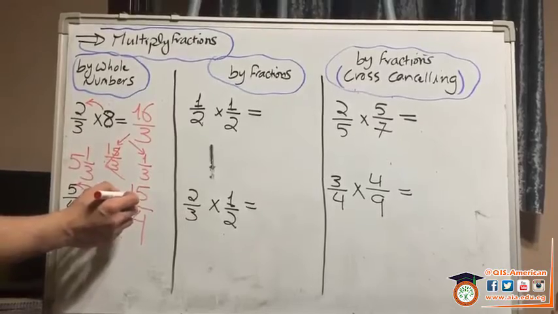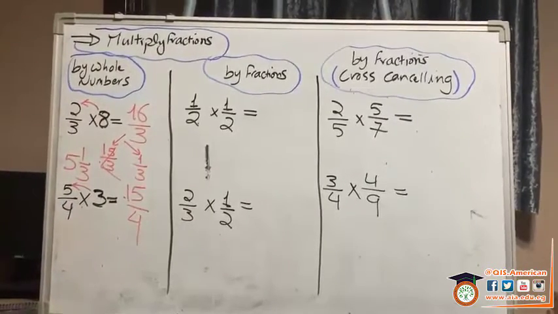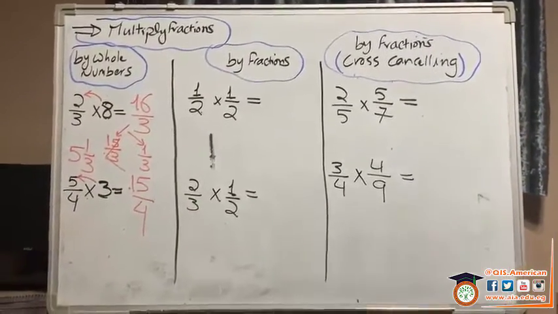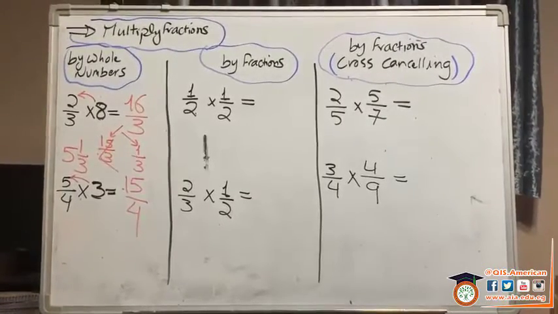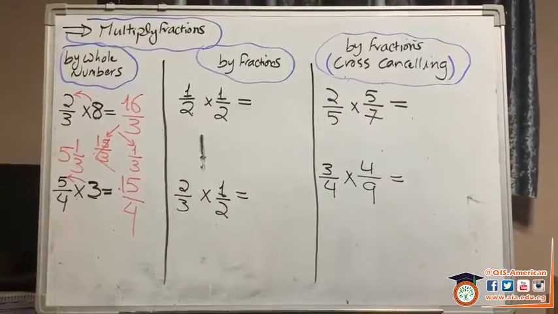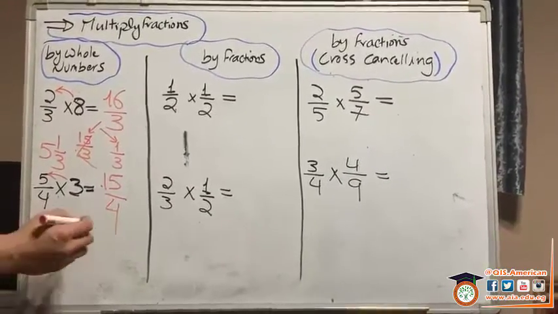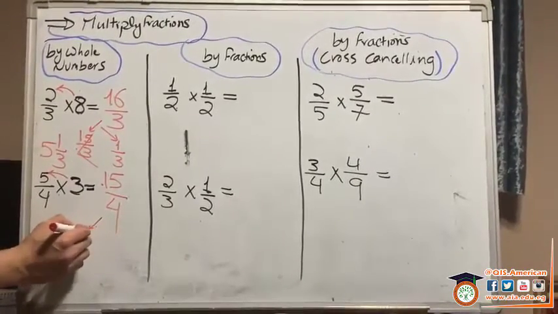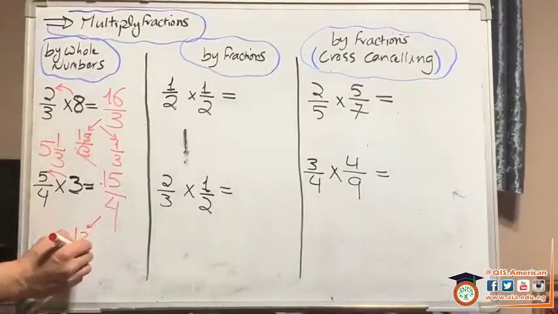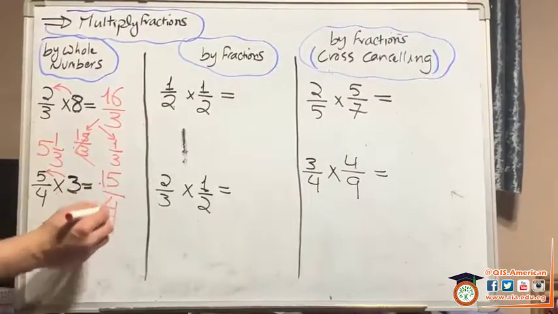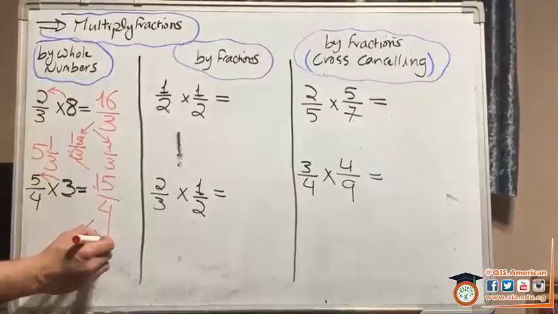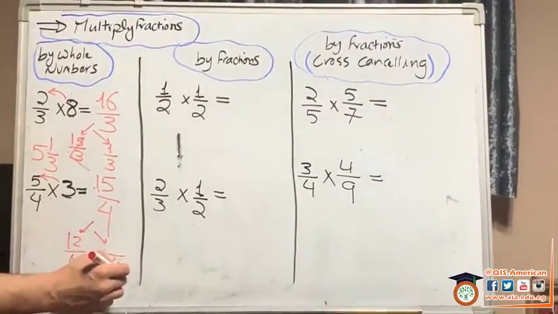I'm gonna have to ask myself, is 15 divisible by 4? No, it's not. Okay, if I take 1 out, it's 14 now. Is 14 divisible by 4? No. Is 13 divisible by 4? No. But is 12 divisible by 4? Yes. So I'm gonna take 12 here out of the 15 and put it over 4, and I have a number left over 4 as well.